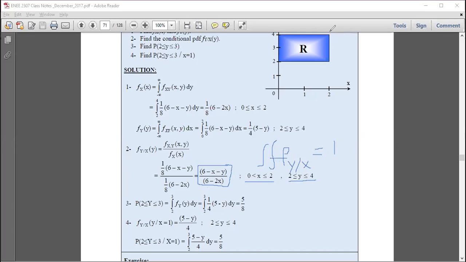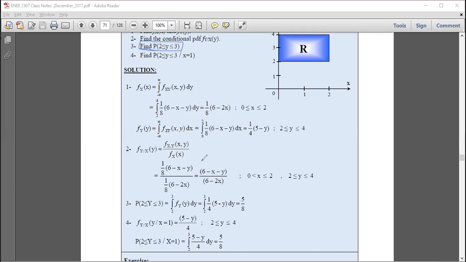To verify that this is a valid PDF, any PDF, conditional, marginal, or joint, the overall integral should always equal 1. Next, we have: find the probability of y between 2 and 3.